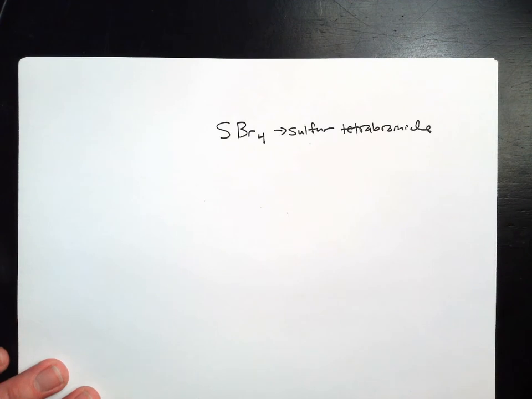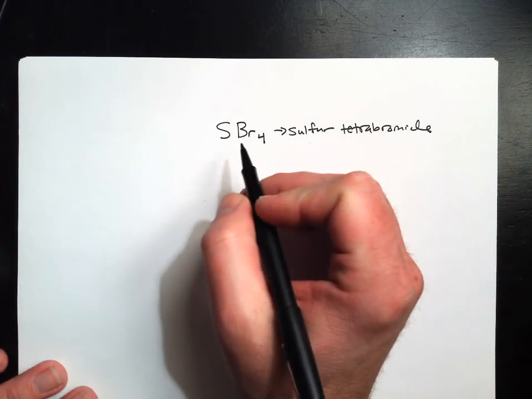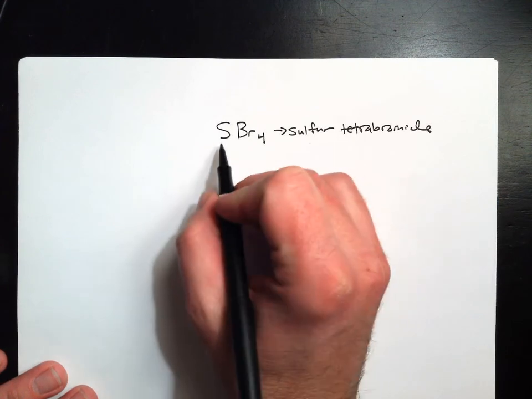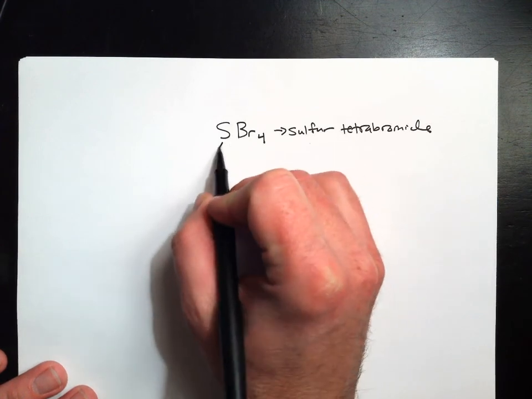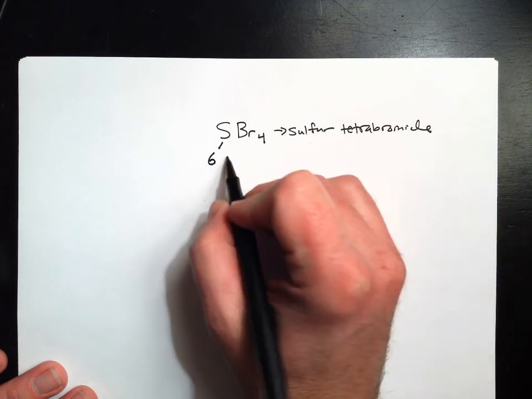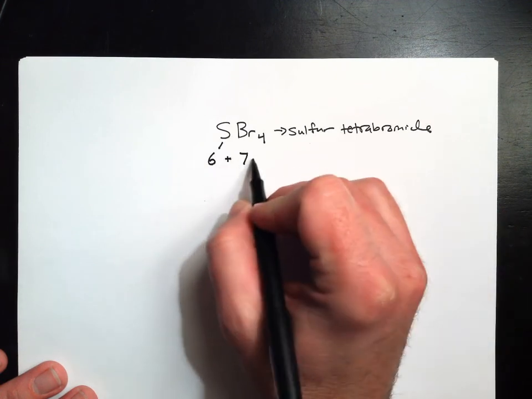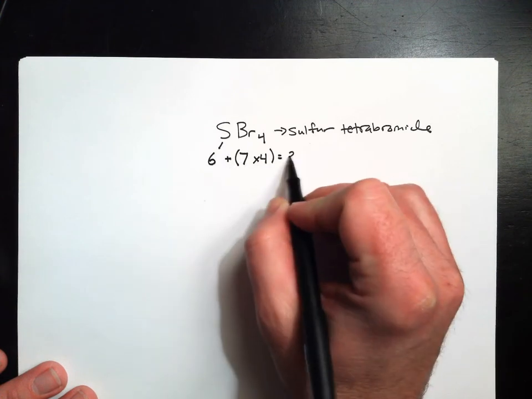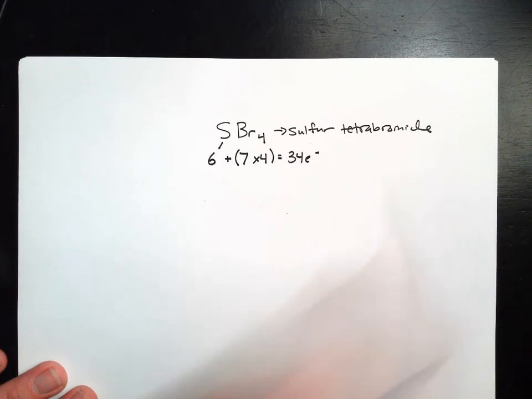So let's get started. According to our periodic table, we have to add up the valence electrons of the total molecule. Sulfur is in column 6, so it has 6 valence electrons, and bromine is in column 7, but we do have 4 of them, so I have to multiply that by 4, and that gives me a total of 34 electrons that need to be represented in my molecule.